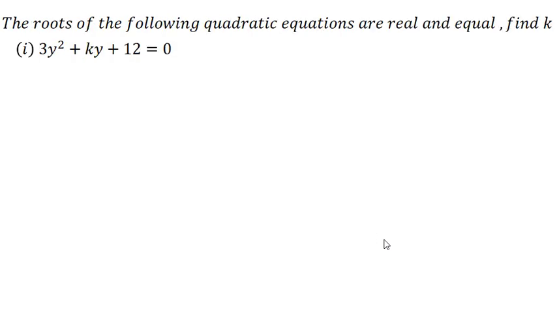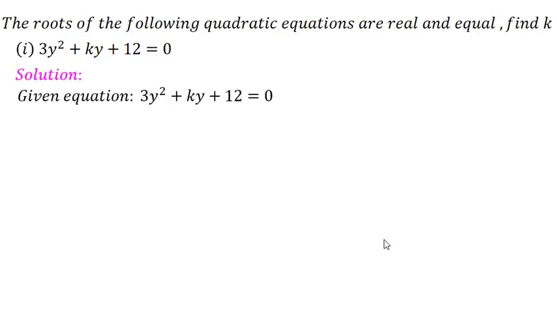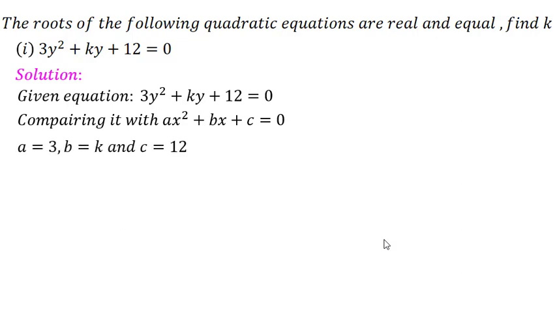The roots of the following quadratic equation are real and equal. Find the value of k. Now here the roots are given as real and equal. So when roots are real and equal, then in that case we have the condition that b square minus 4ac is 0. Discriminant is 0. So let us compare this equation with ax square plus bx plus c. We get the value of a as 3, value of b as k and value of c as 12.